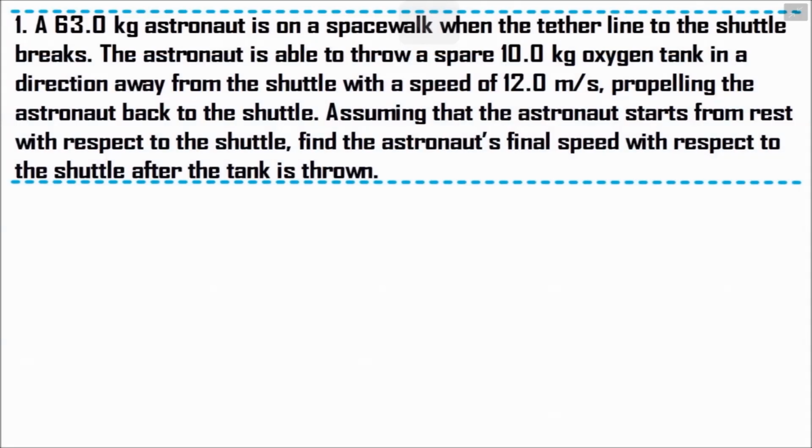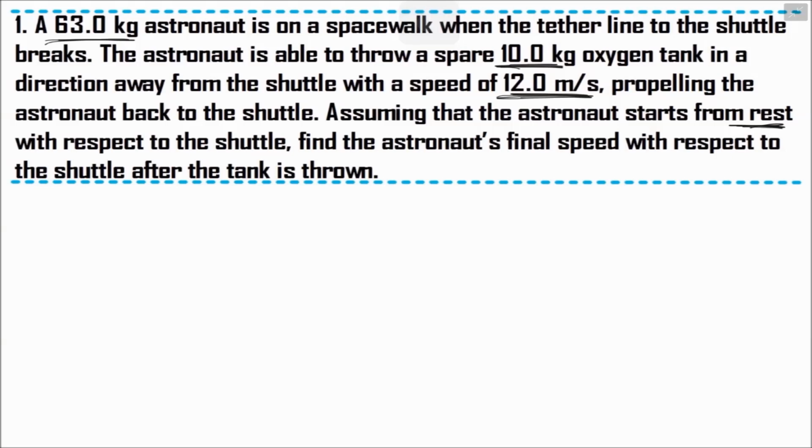Hello, welcome everyone. In this question it says a 63 kilogram astronaut is on a spacewalk when the tether line to the shuttle breaks. The astronaut is able to throw a spare 10 kilogram oxygen tank in a direction away from the shuttle at a speed of 12 meters per second, propelling the astronaut back to the shuttle. Assuming the astronaut starts from rest, so initial velocity of the astronaut is rest with respect to the shuttle, find the astronaut's final speed with respect to the shuttle after the tank is thrown.